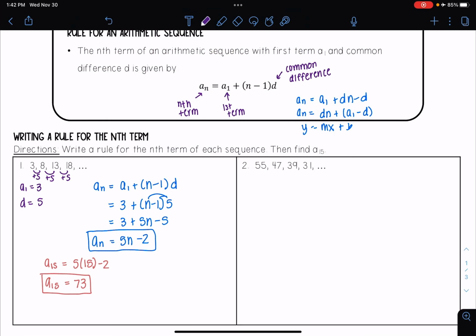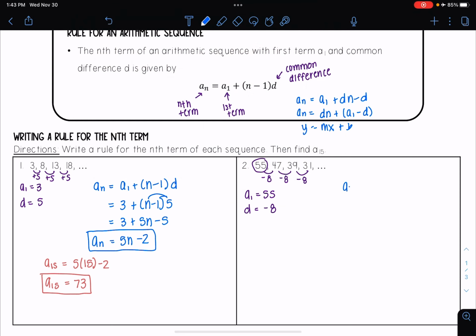Okay, let's do one more. Here I have the sequence 55, 47, 39, 31. And so here I see that I am subtracting 8 each time. And I see that my first term is 55. So a1 is equal to 55. And d is equal to negative 8.